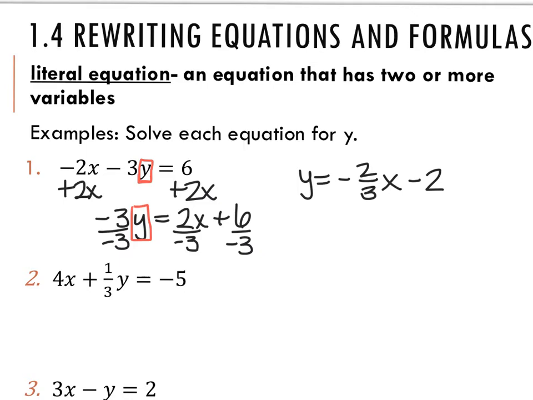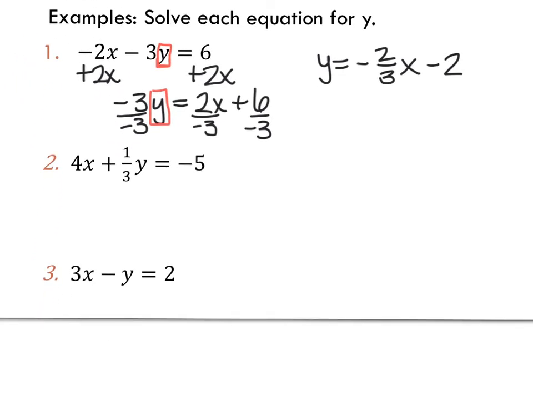Let's try another one together before you try one out on your own, unless you're feeling pretty confident. So in number 2, again, we have that y that we're solving for. And again, I have a 4x. This time I'm adding 4x because it's a positive 4x. So instead of adding it, I'm going to subtract it. Again, like the other time, these are not like terms, so I'm not actually going to add them.